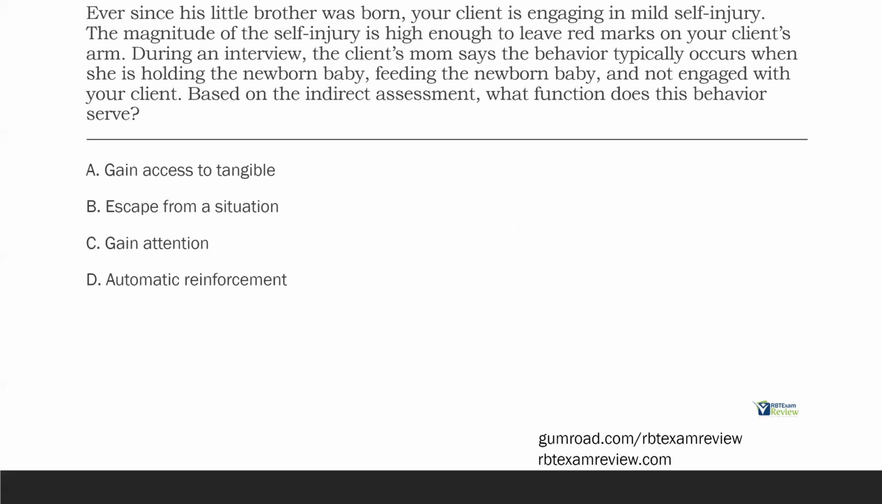Obviously, it's not automatic reinforcement because there are social stipulations involved. So obviously we don't have full data here. We don't have full information, so you're just giving your best hypothesis, which is what you do when a new behavior occurs. Even without data, even without measurement, we can still hypothesize what we think the function is. Given our information, I think it's pretty clear that this client is engaging in self-injury for attention.